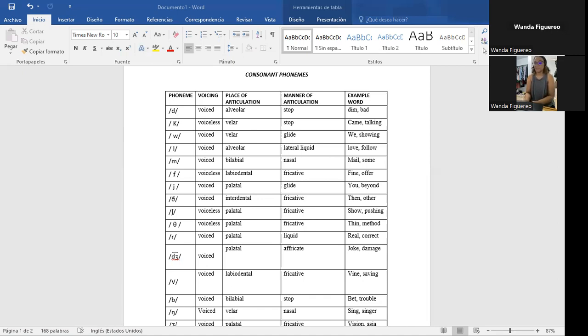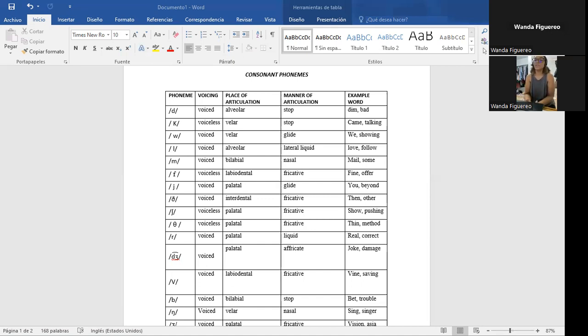We also have the approximant or glide sounds, and that's when two articulators come close together but not quite close enough to create air turbulence. And the last one we have is the liquid sound, that happens when the tongue blocks the middle of your mouth, so that air has to pass around the sides. So right now, we also have the voicing.